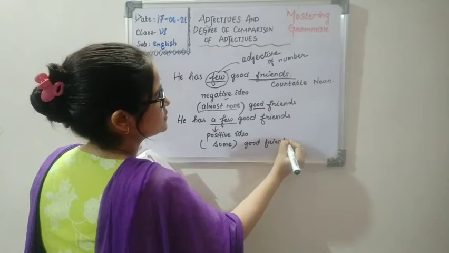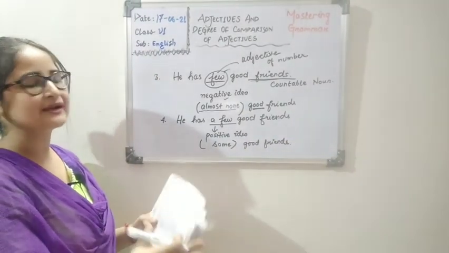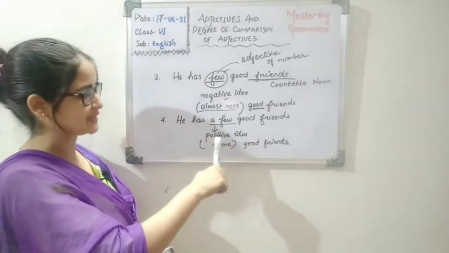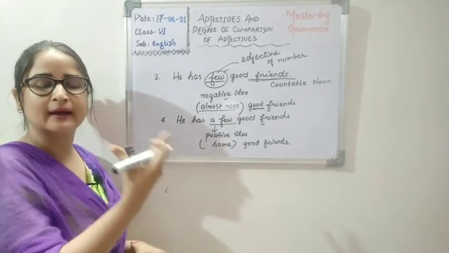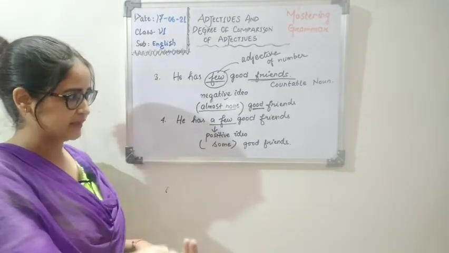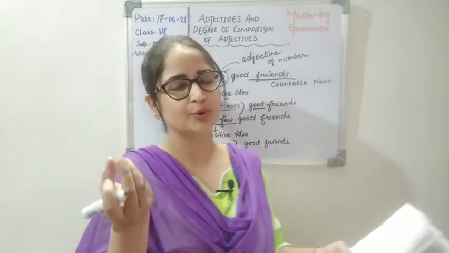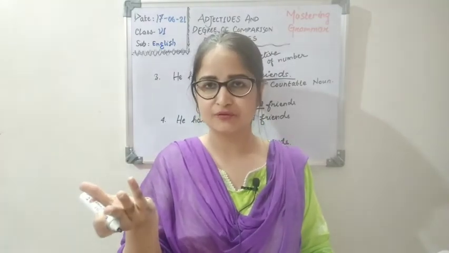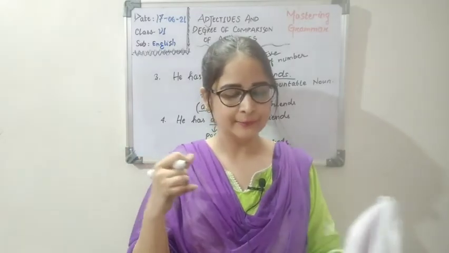Okay, so here is this idea that when you use few, it means almost none, and when you use a few, it becomes positive. It means he has some good friends. He is not completely devoid of good friends. Now we have got this idea clear, and with much and many, it's plainly simple. Let me give you some examples so that you can have a clearer idea of it.